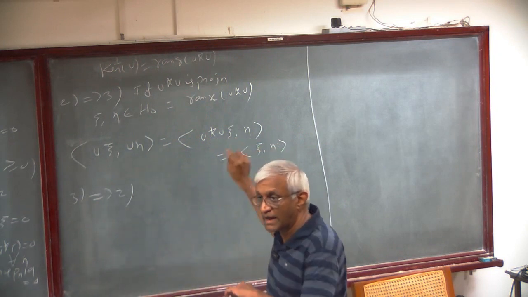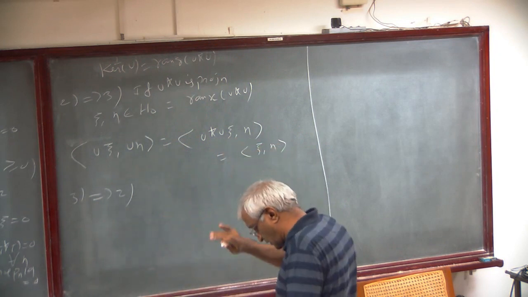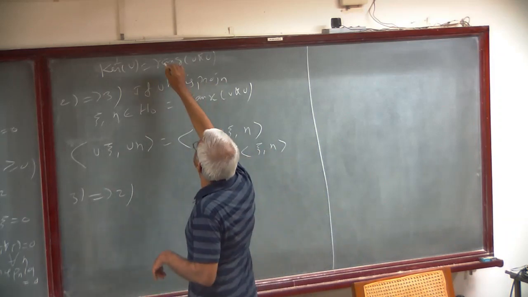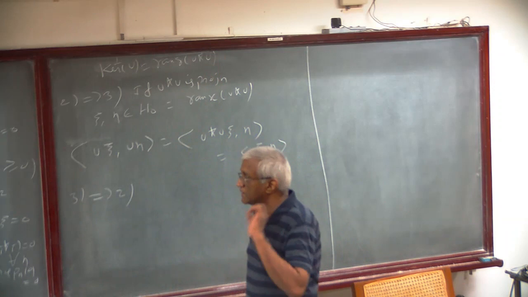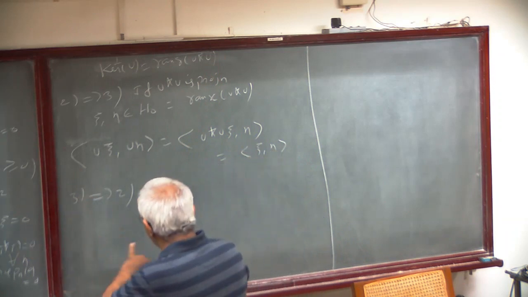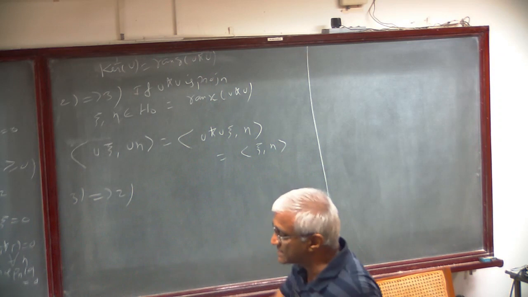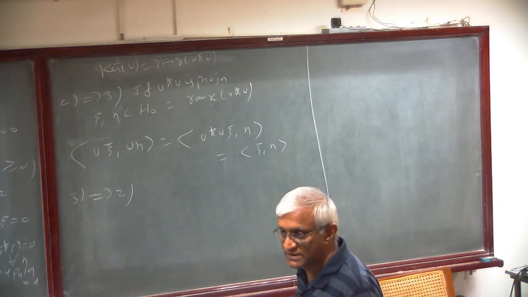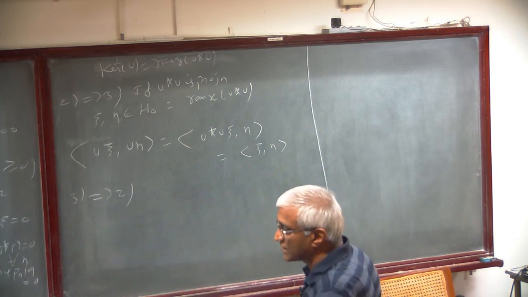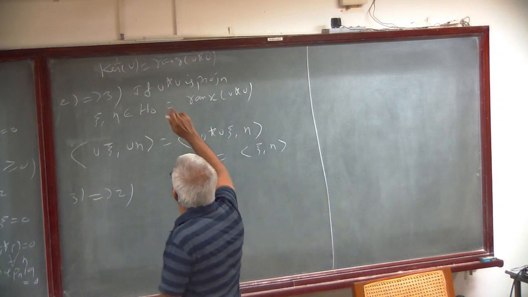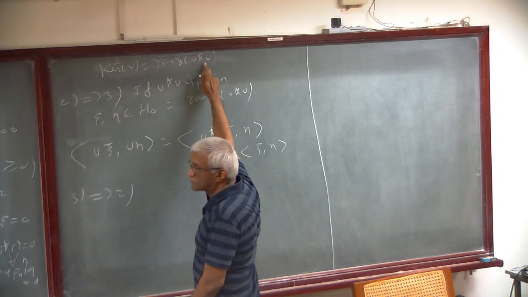Range of u star u bar, and range of u star u closure. But then it's already closed because it's a projection. Okay, so 2 implies 3 is clear. 2 implies 3: if u star u is a projection, then u restricted to kernel perp of u is an isometry. Okay, so kernel perp of u is range of u star u.